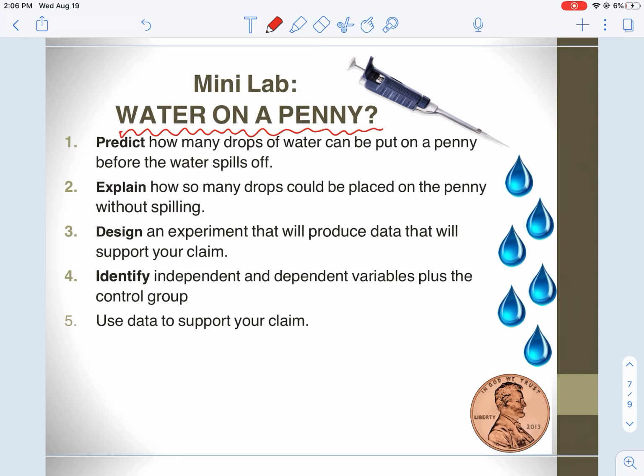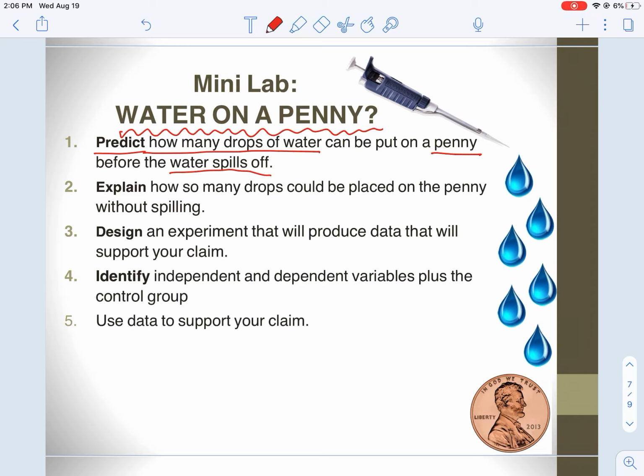Okay, the very first thing you're going to do is start an actual lab write-up on this. We're going to get some good practice in on that, and in doing so, we're going to use some good AP terminology and practice those skills. So first thing we're going to do is predict how many drops of water we think we're going to be able to put on our penny before the water starts spilling off.